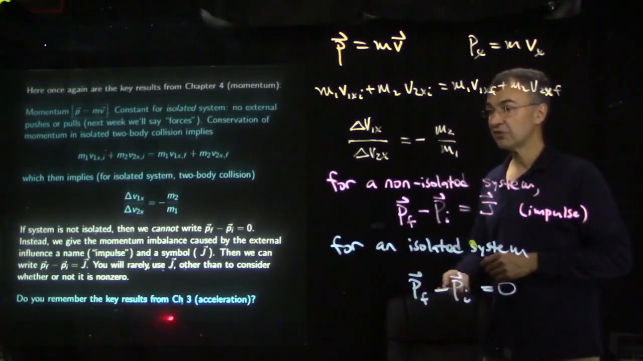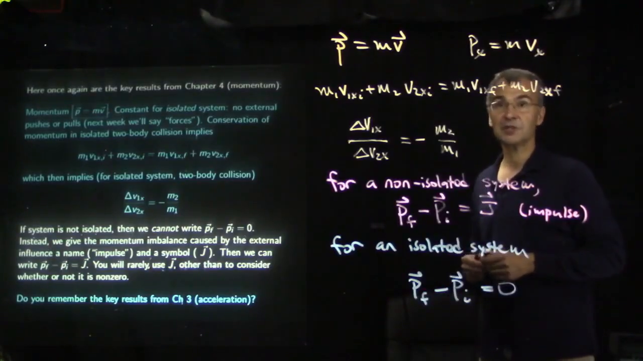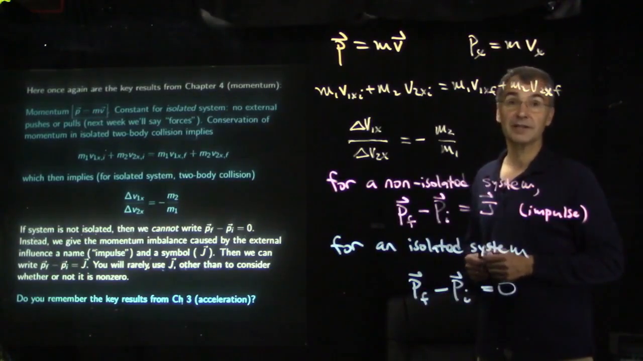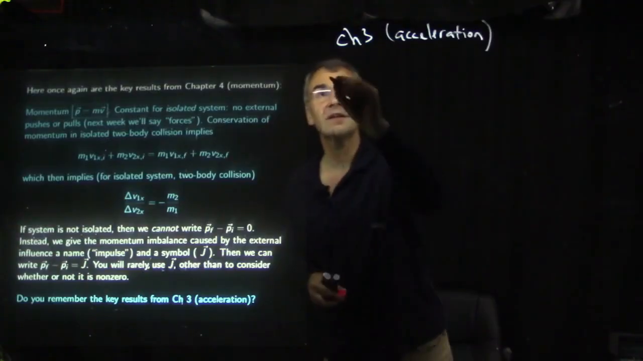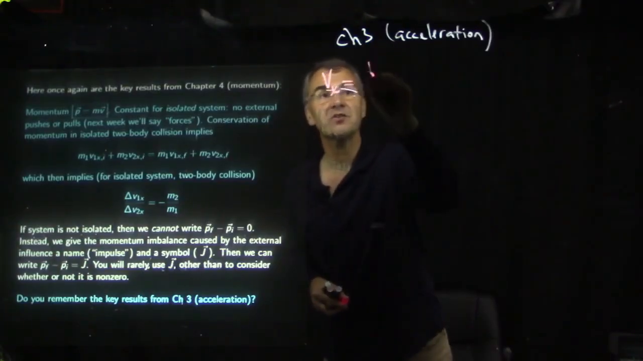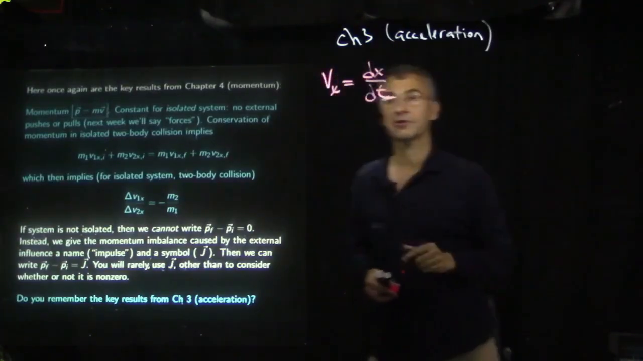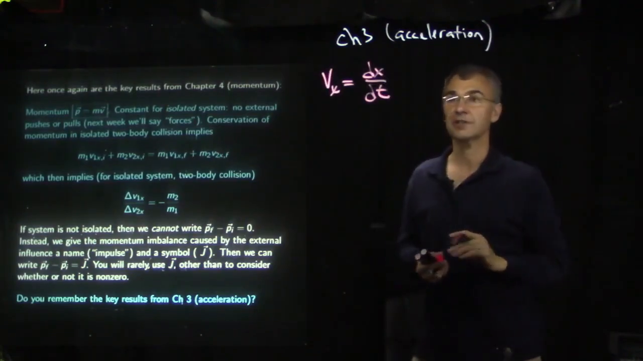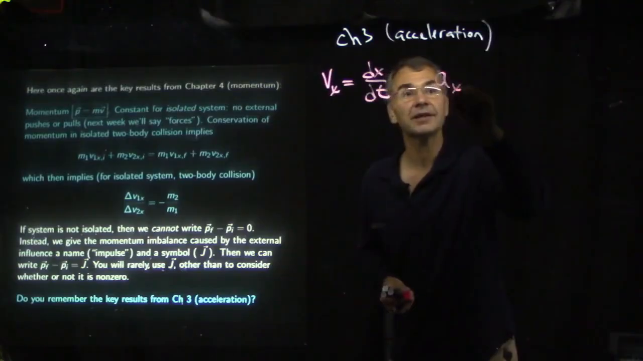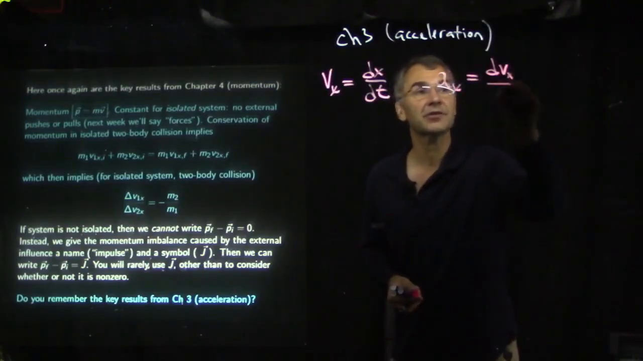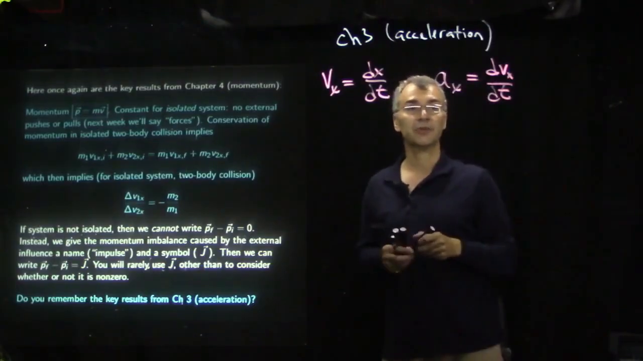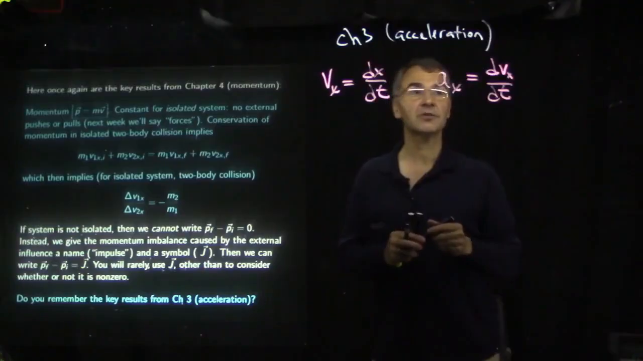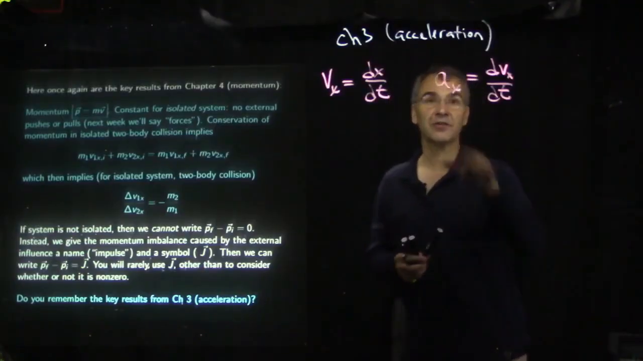By the way, at this stage, do you remember the key results from Chapter 3 on acceleration? They might be worth writing down. See if you can remember them with me. The small number of key results from Chapter 3, acceleration, that are worth remembering. The first one, which is really from Chapter 2, v sub x is dx by dt. The x component of velocity is the rate of change of the x coordinate. Then a sub x is dv sub x by dt. The x component of acceleration is the rate of change of the x component of velocity. I could also say that a with a vector arrow is the time derivative of v with a vector arrow, but let's not do that.